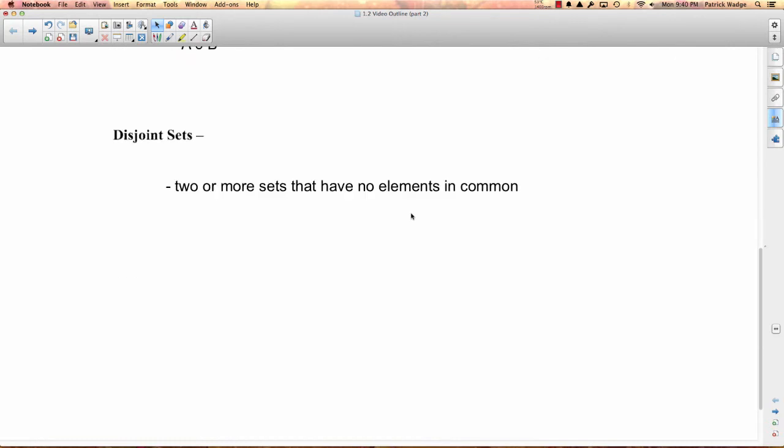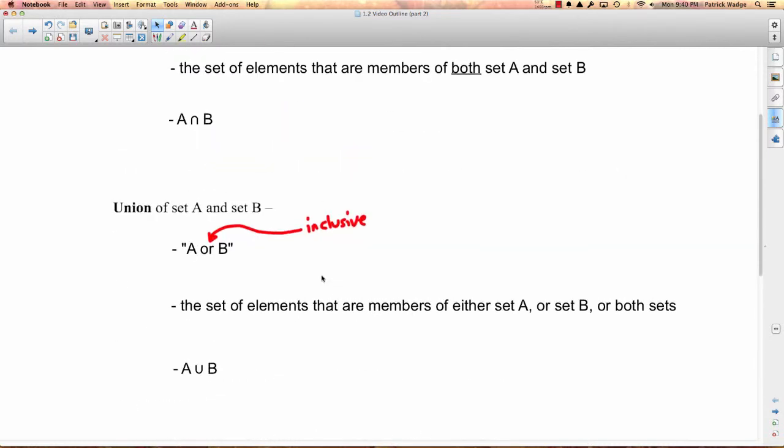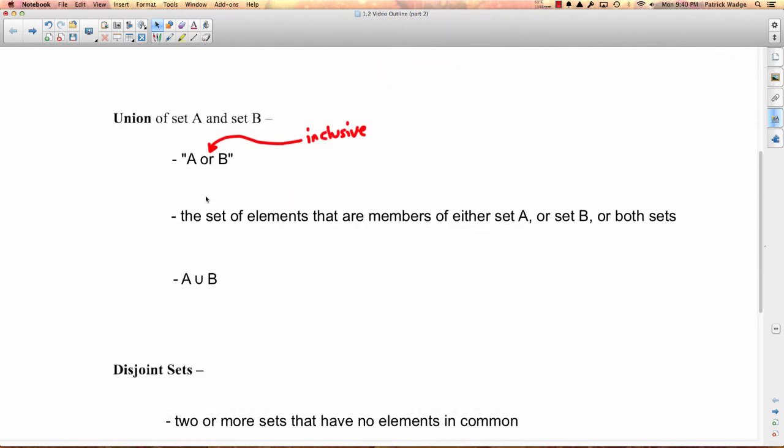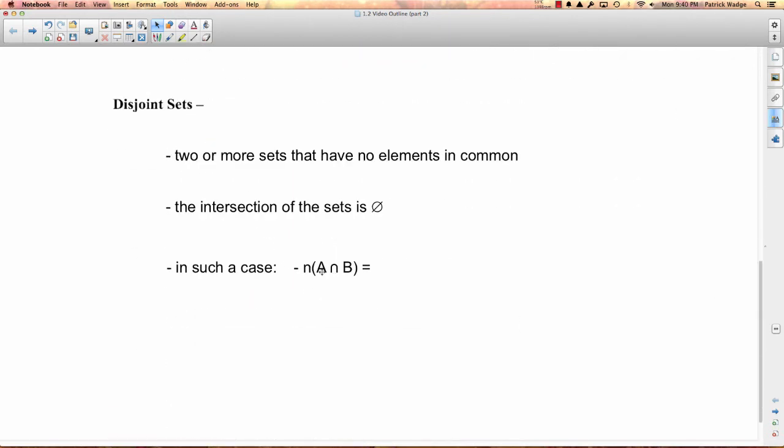What's the intersection of two sets if they have no elements in common? Well, if they have no elements in common, the intersection is the empty set. There's no elements that are in both sets. Okay, in such a case, in a disjoint set, and remember what the "and" means? It means the number. What's the number of elements in A intersection B? We just kind of talked about this.